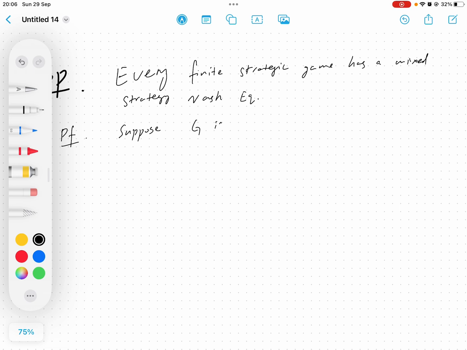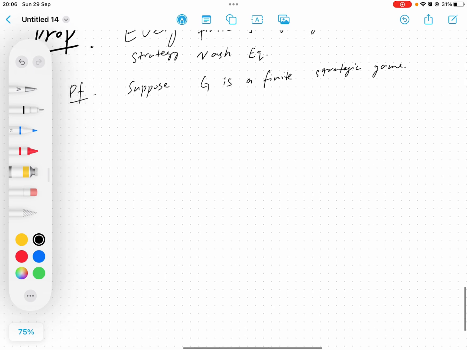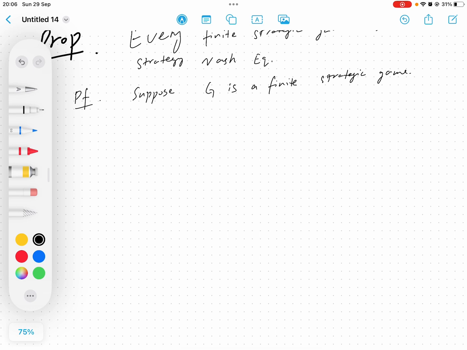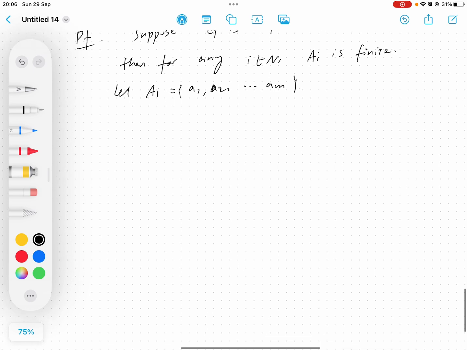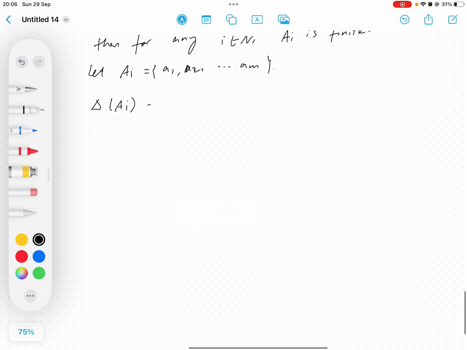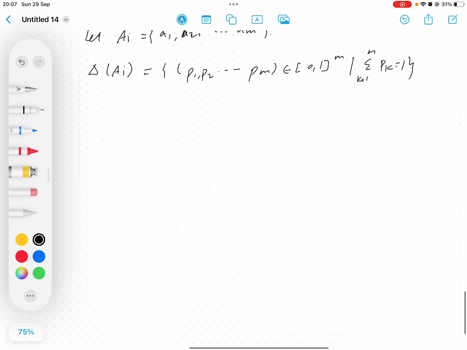So suppose this G is a finite strategic game, again with that tuple, so we don't need to bother to write it again. Then for any player i from N, A_i is finite. So we let A_i be a_1, a_2 up to a_m, which is a finite set. The mixed strategy over A_i, again using the same notation, is p_1, p_2, up to p_m, and those p's sum up to 1, which are probability distributions.